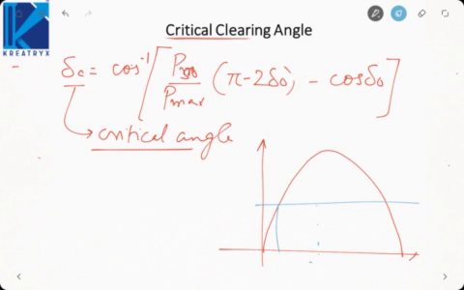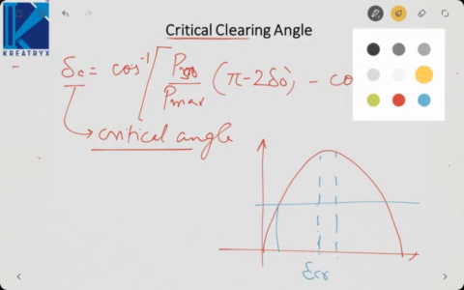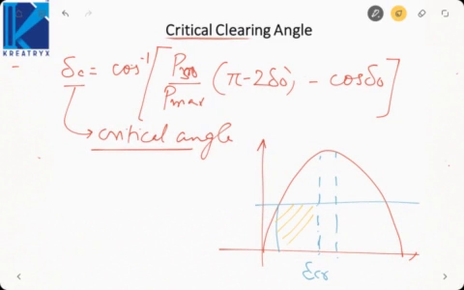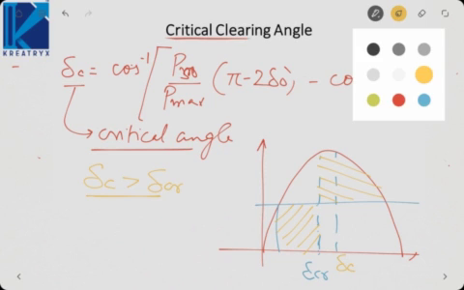suppose this is my delta CR, critical clearing angle, but I clear after this. Then at critical clearing angle, this area is same as this area. But if you clear the fault at this angle, let us say delta C, which is greater than critical clearing angle, then what will happen?